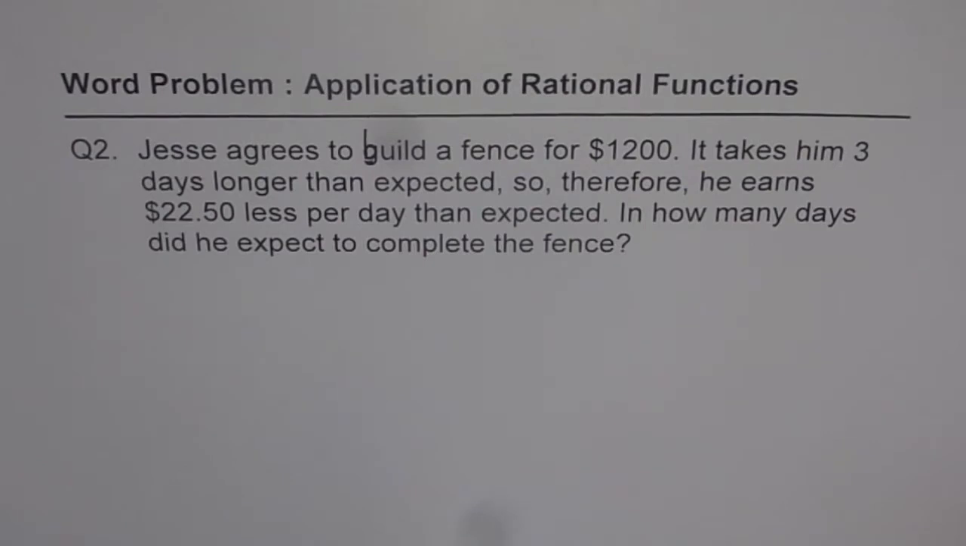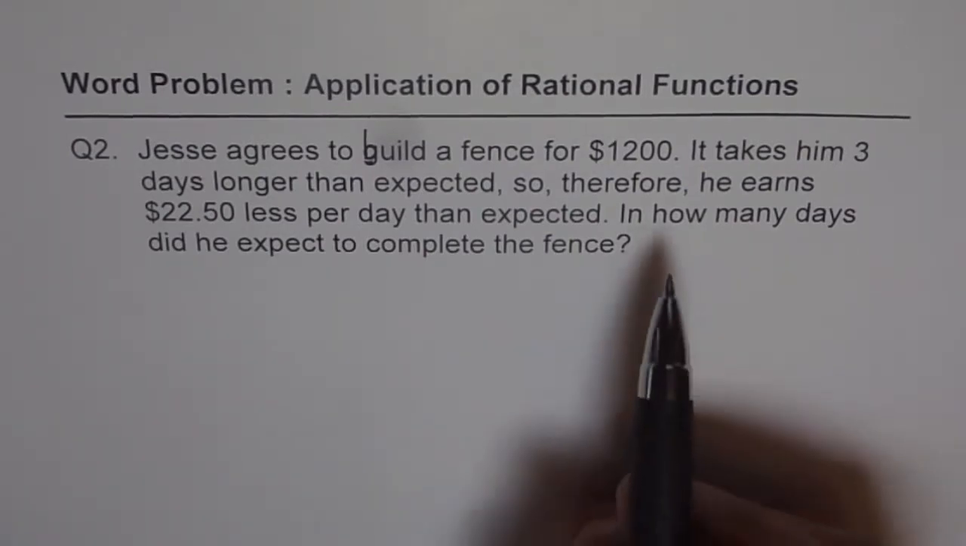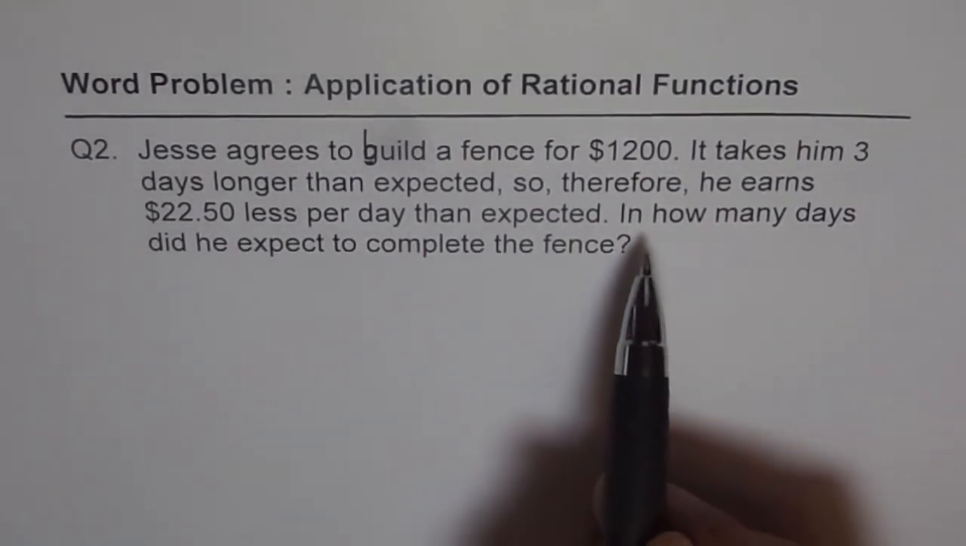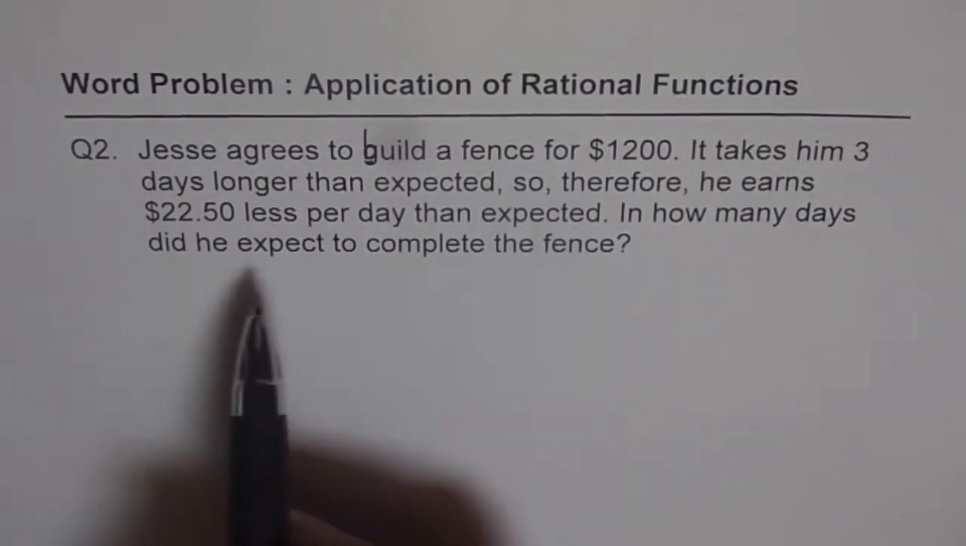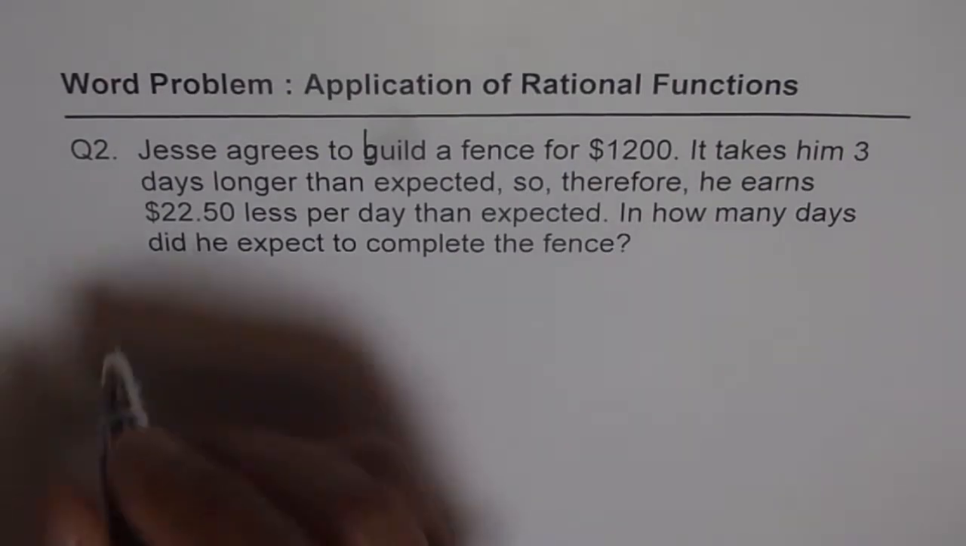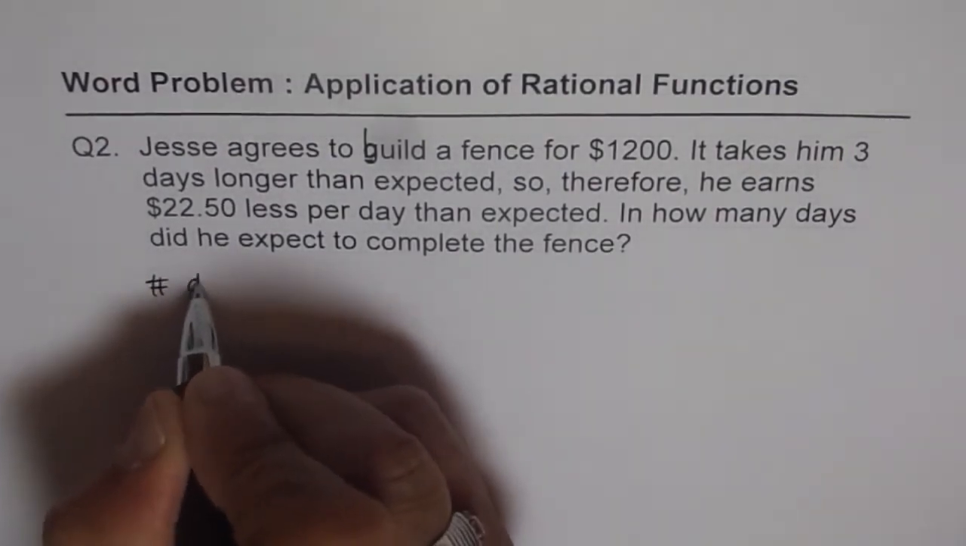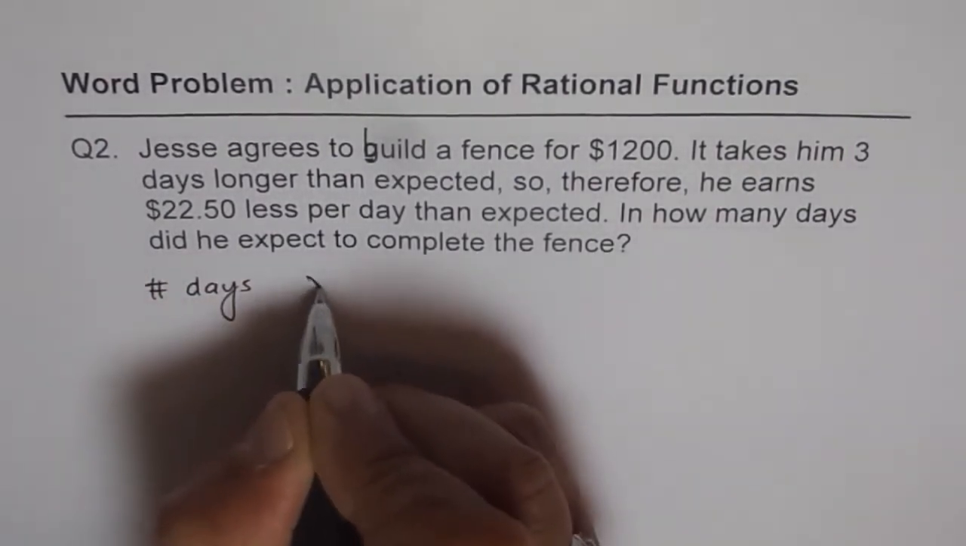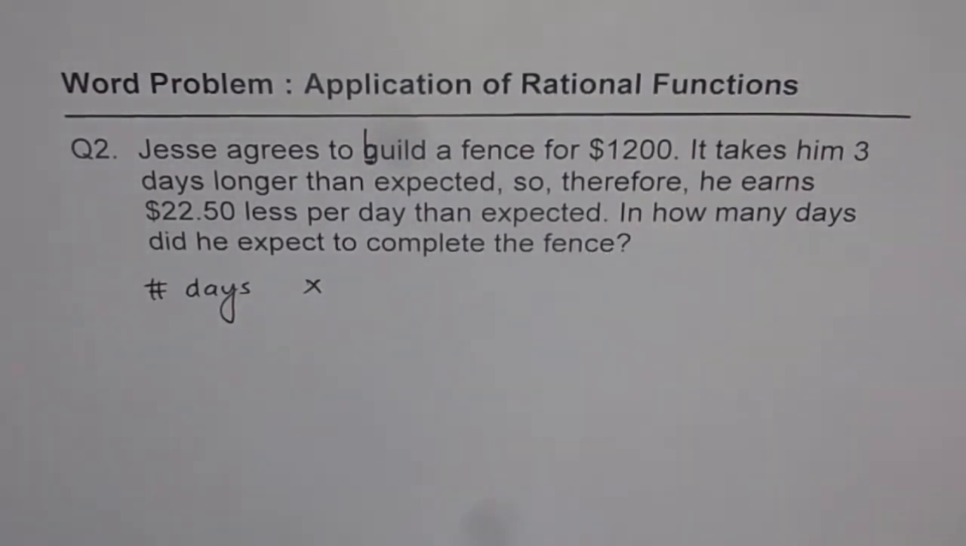So let's start with defining the variable. The variable comes from the last statement: in how many days did he expect to complete the fence? So let the number of days be x. So we say number of days be x, right? So that is the starting point.